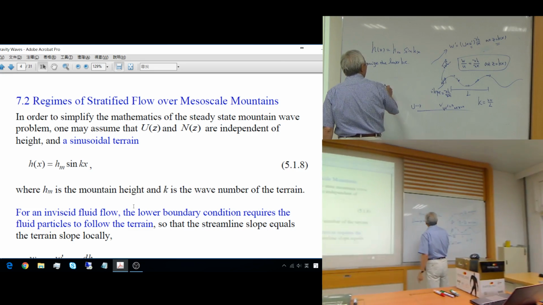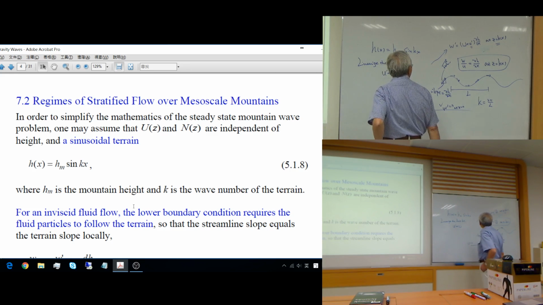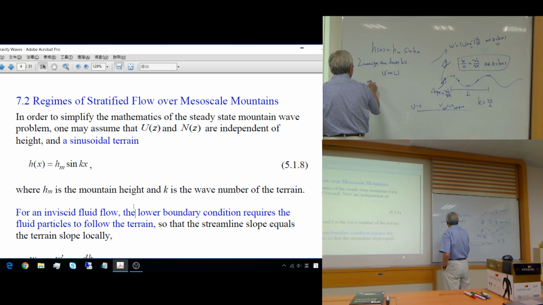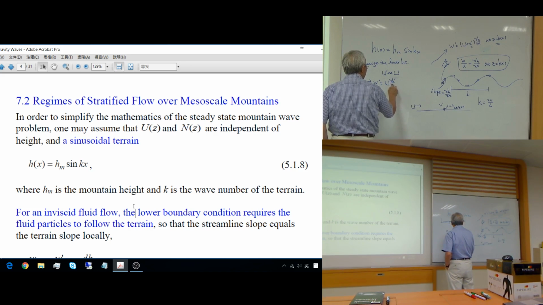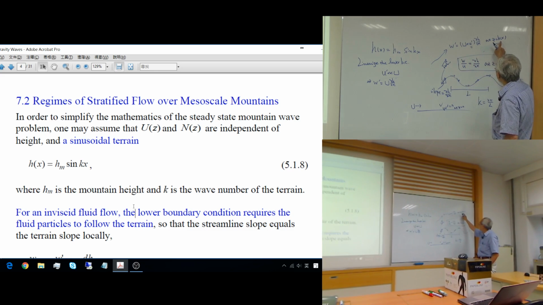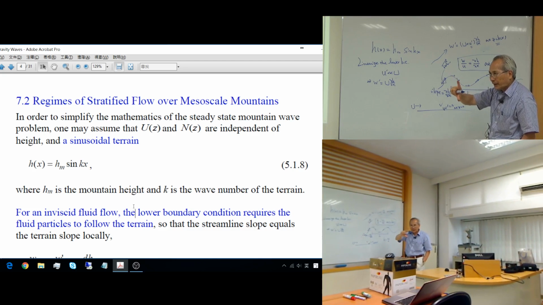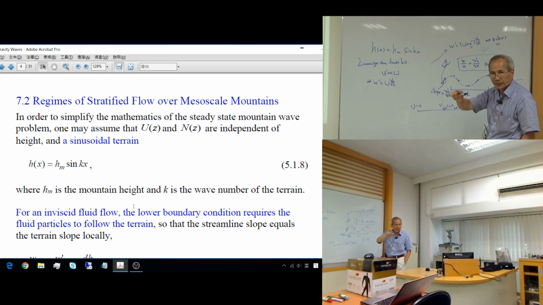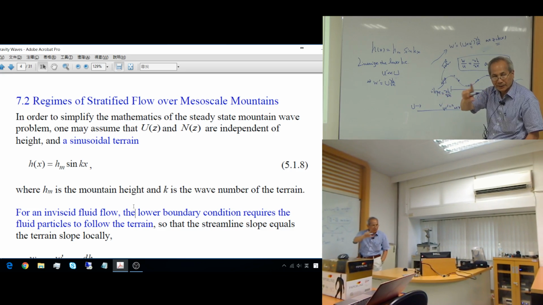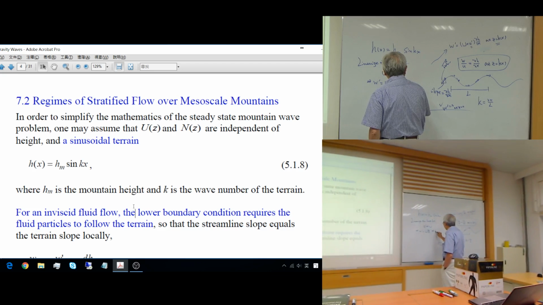So the first one is assuming u prime is less than U. Then that gives us w prime equals U partial h partial x. And the second thing is we assume the mountain height is very small. So it becomes a kind of linear mountain, a very small mountain. Then we apply this at z equals 0.